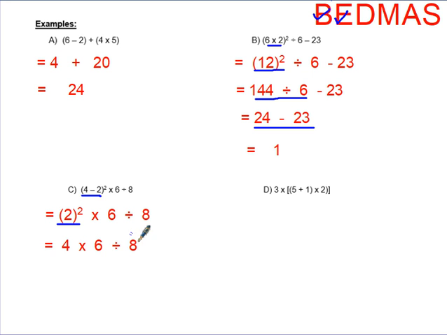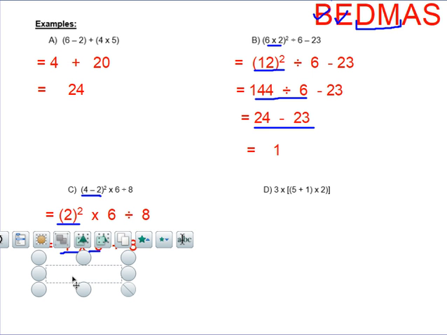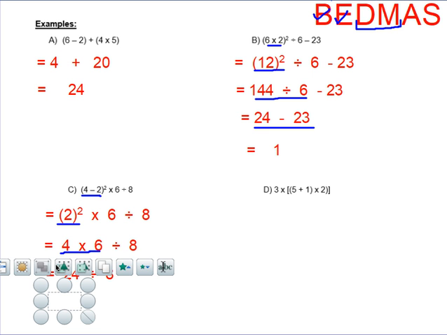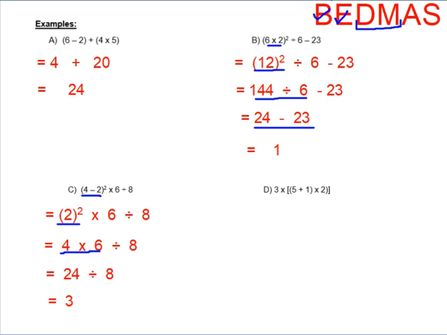Now we have multiplication and division. BEDMAS is saying division first, right? But remember, they come from the same family, so we do them in the order that they appear from left to right. So first, I'm going to do 4 times 6, because that's on the left. And that should give me something like 24. So we have 24 divided by 8, and we get 3. That's it, right? We ended up with one answer there, 3.